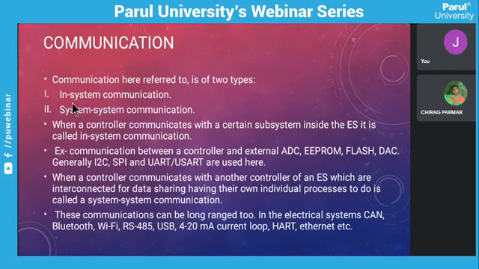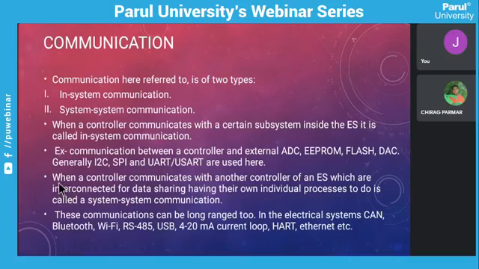The in-system communications are generally I2C and SPI. UART or USART is also a type of in-system communication. UART, universal asynchronous receiver transmitter, and USART, universal synchronous asynchronous receiver transmitter, are used here. So this is the in-system communication.